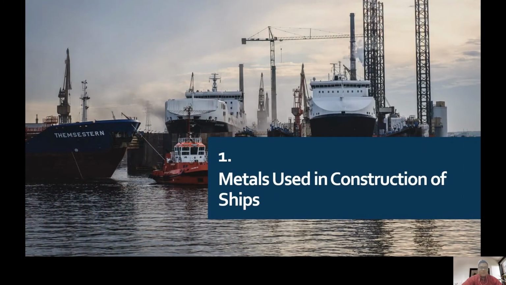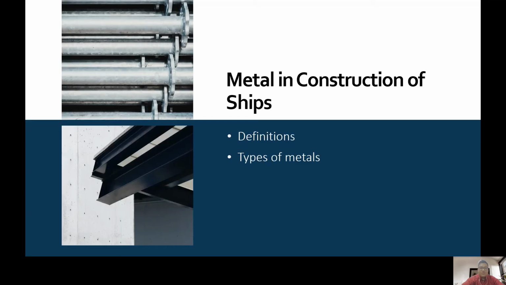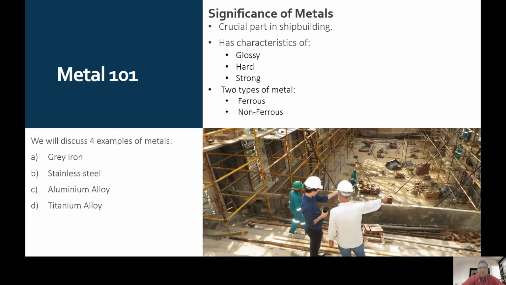Assalamualaikum, Dr. Ali. Today, Fatihah and I will be presenting about metal used in construction of ship. In this part, we will be explaining the definition and type of metal. In this presentation, we will discuss only four types of metal, which is grey iron, stainless steel, aluminium alloy, and titanium alloy. Significance of metal, a crucial part in shipbuilding.